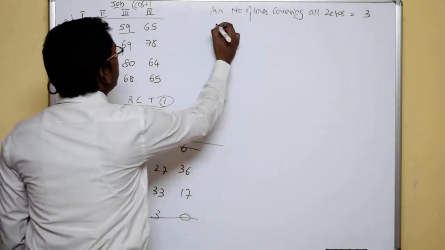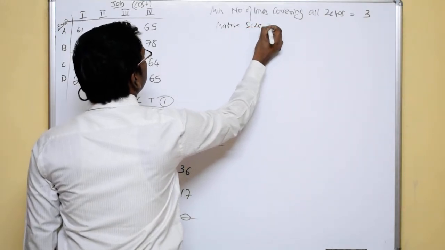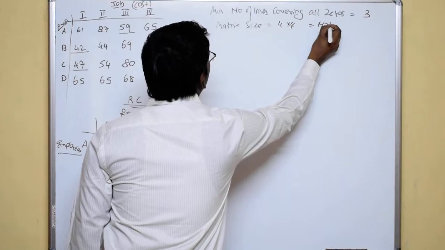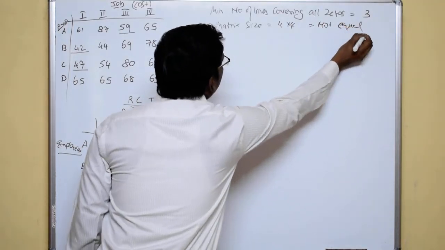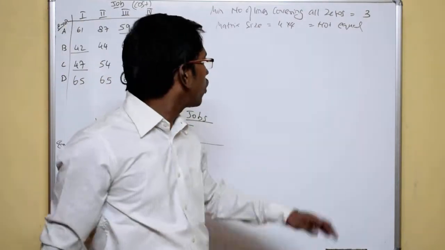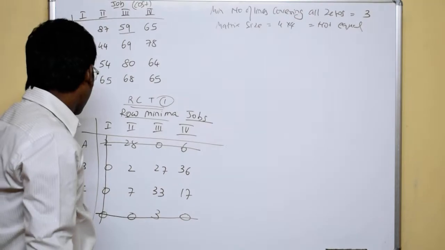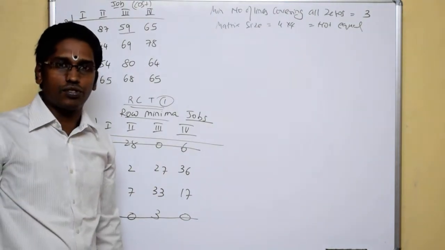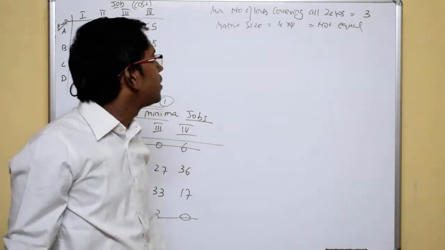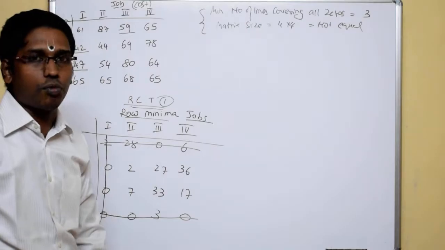But the matrix size is 4 by 4, which means this is not equal. If it is not equal, you cannot proceed with assignment. Why is that? If it is not equal, not all the employees will get one job each. Maybe one employee will be jobless. Which means unless and until this particular condition is satisfied, we cannot proceed ahead.